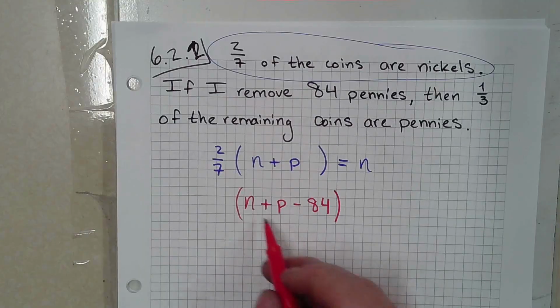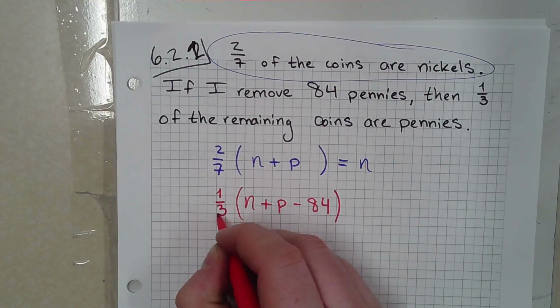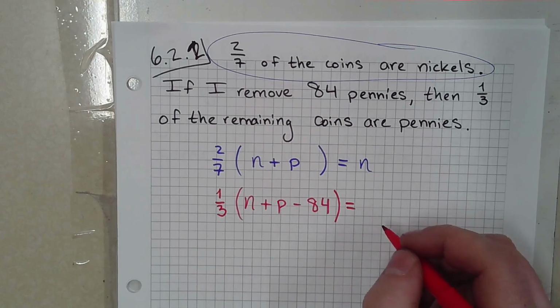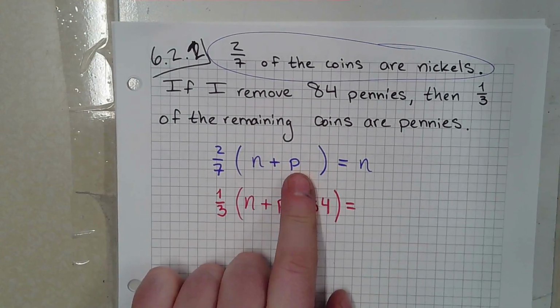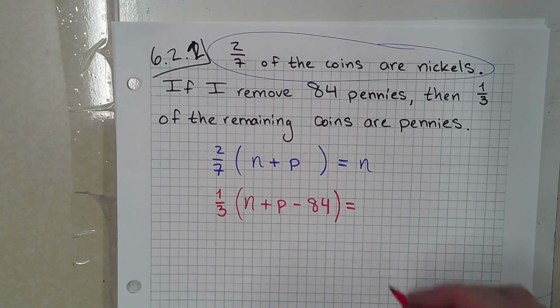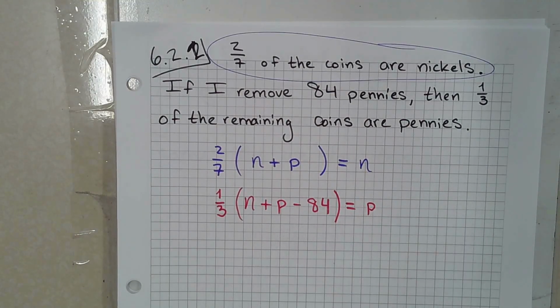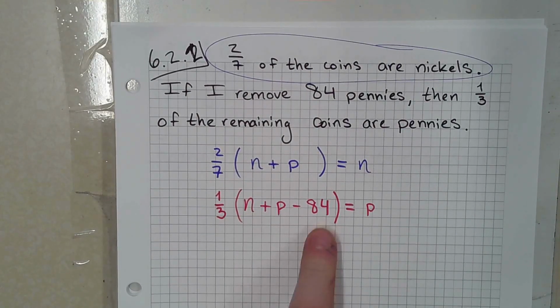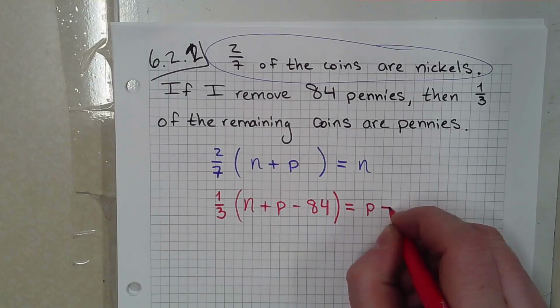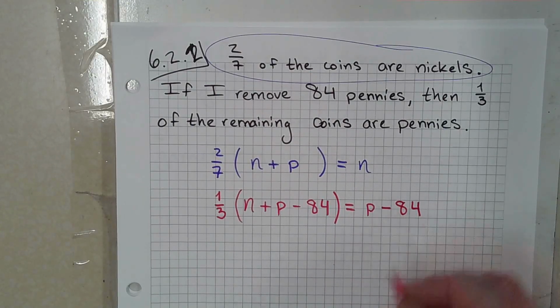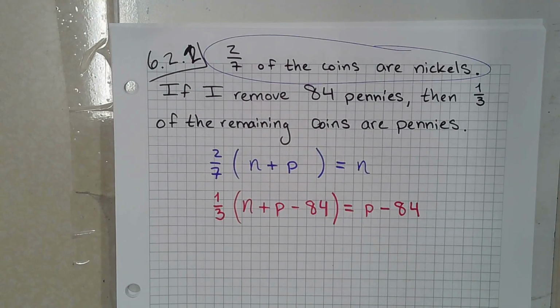One third of the remaining coins, so one third of our new total, will now be the pennies left over. Now remember, P was the pennies we originally had, right? But we removed 84 pennies, so it's not going to be equal to P. That's the original amount of pennies we had. One third of the remaining coins after we removed 84 pennies will be equal to the pennies we have left over. So pennies minus the 84 we already removed.